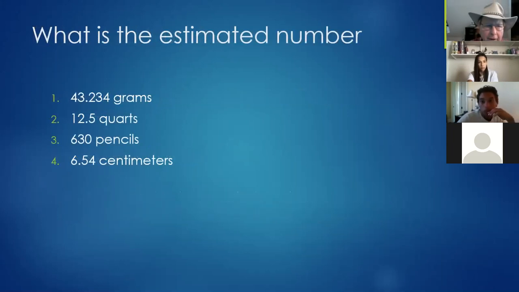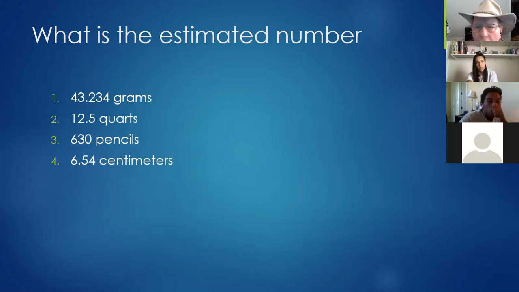Estimated digit, Karina, number 1. The last 4. Last 4. Ian, you out there, Ian? Ian doesn't want to play, or is connecting to audio somehow. Yeah, I think he hasn't selected his audio. No problem. Gavin, next one, 12.5. The 0.5 is the estimated number.